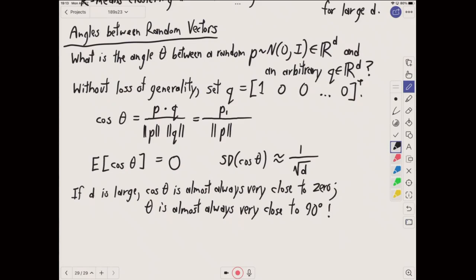Are there any questions about that? I guess one more way to put it is that parallel vectors, or almost parallel vectors, are extremely rare.